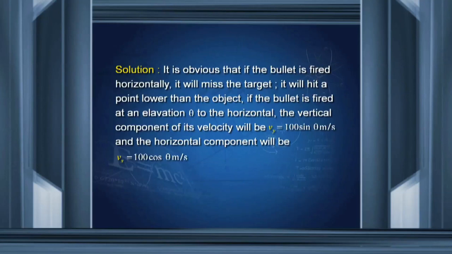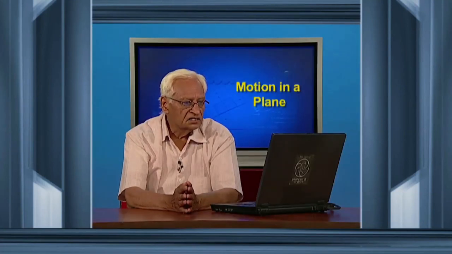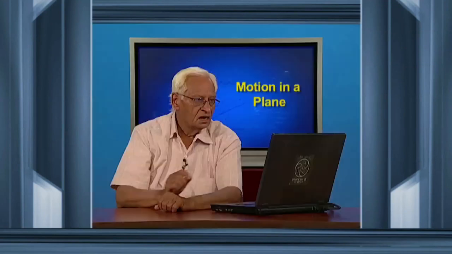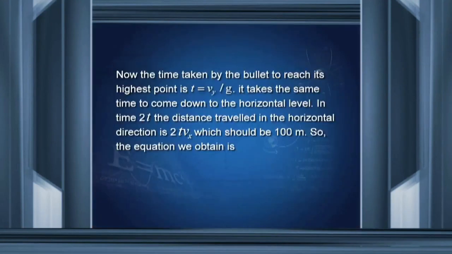If the bullet is fired at an elevation of theta to the horizontal, the vertical component of its velocity would be Vy equal to 100 sin theta meters per second, and the horizontal component will be Vx equal to 100 cos theta meters per second. Now, we know how far the target is. So, we know the range with this velocity, we find the range and then we will fit in with the equation to find theta.